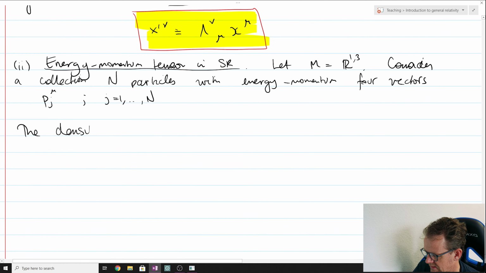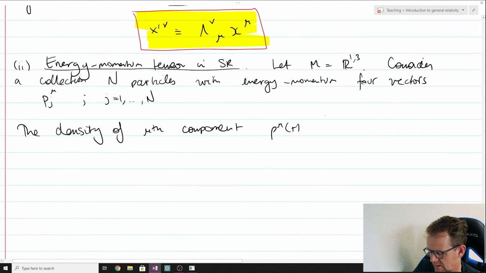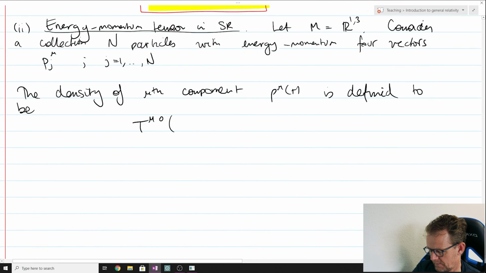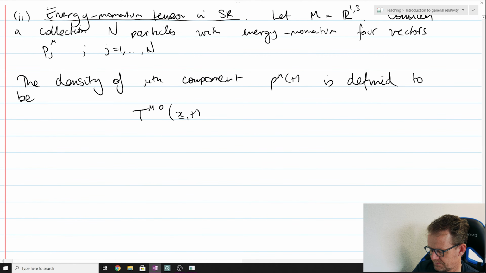So the density of the mu-th component of 4-momentum, we're going to give it a name. It's going to be this function here, T^{mu 0}(x, t).